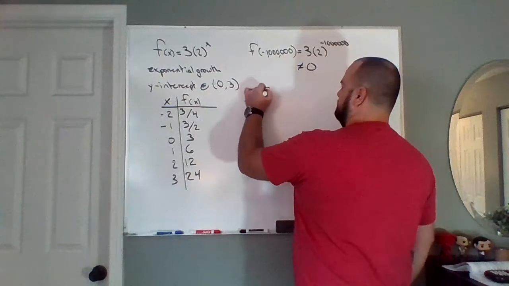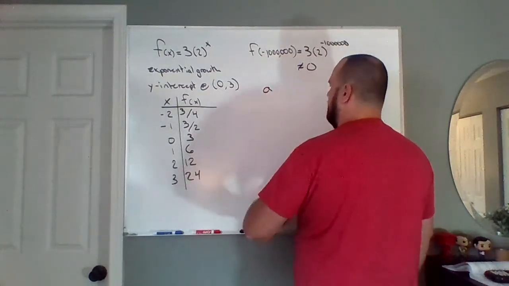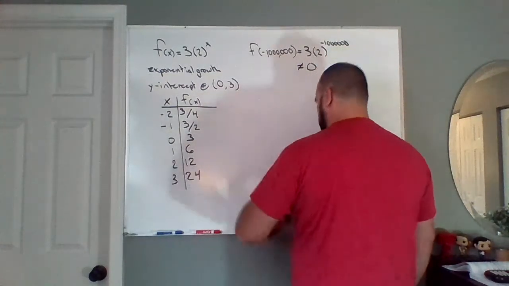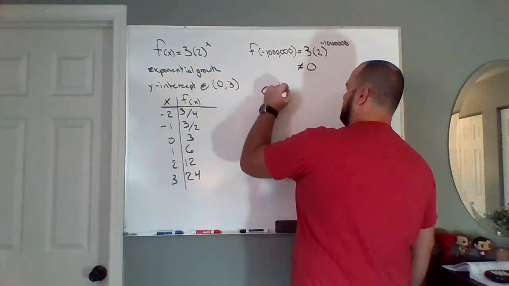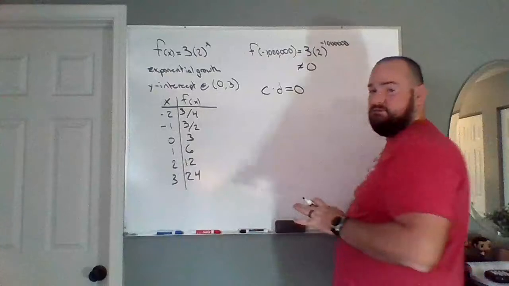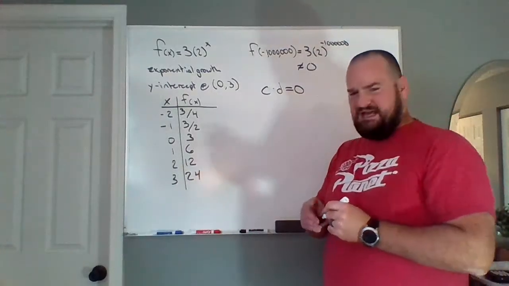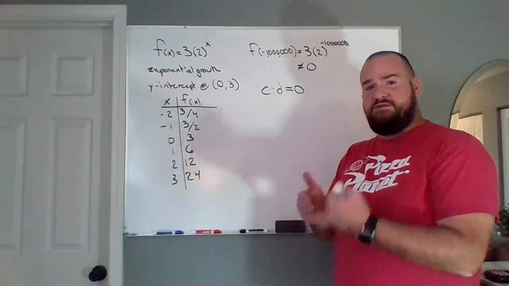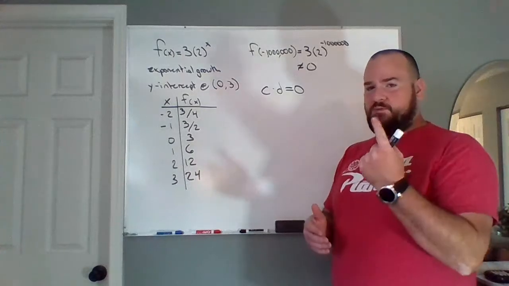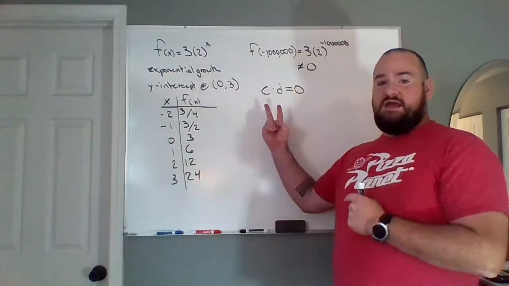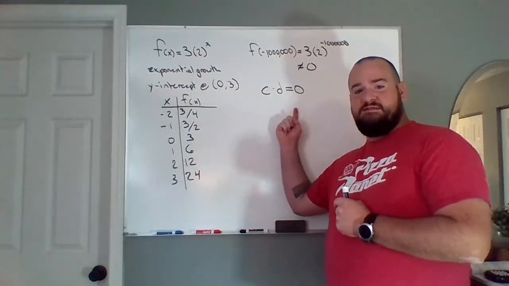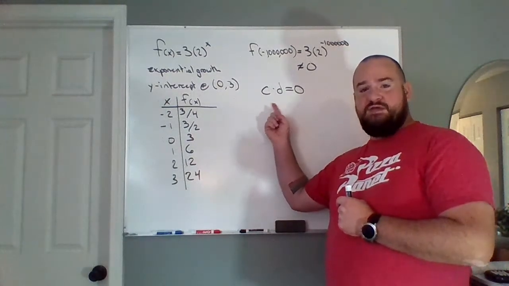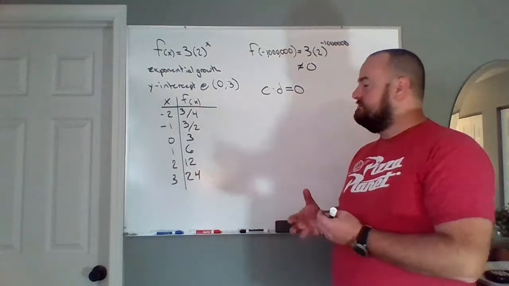If I multiply two numbers together, let's avoid A and B, that's what we're using for this. Let's say we multiply C times D, and that equals 0. How is that possible? How can I multiply two numbers together and get 0? There's only one way. And that way is for at least one of these to equal 0. So if the product of something is equal to 0, one of these two things has to be 0 itself.